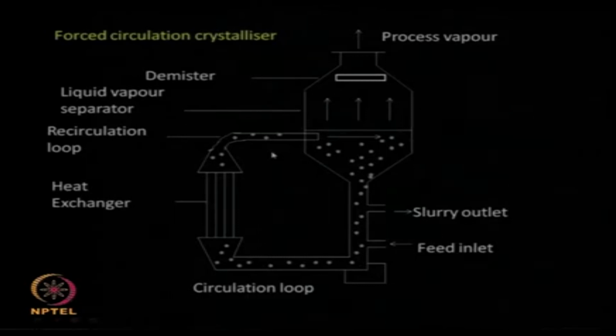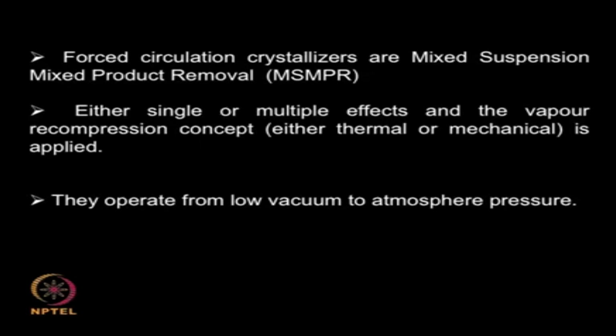This happens automatically. Why? As the vapors are formed, the density goes up, the liquid has a higher density, so there is an automatic circulation that is taking place. The circulation is happening externally, there is a heat exchanger located here. Here the liquid and the vapor are separated, so the vapor comes out. If it is water, it will be water vapor, if it is a solvent, it will be a solvent which we can collect. This is called a forced circulation crystallizer. There are no agitators in this type of design. So they are also called mixed suspension, mixed product removal.